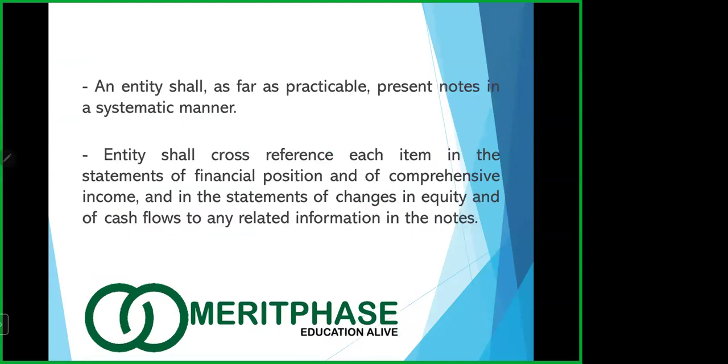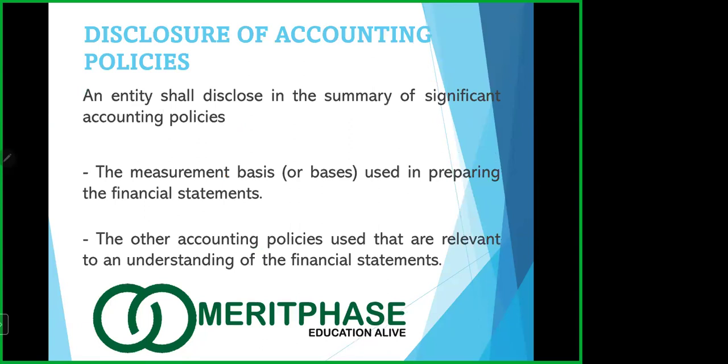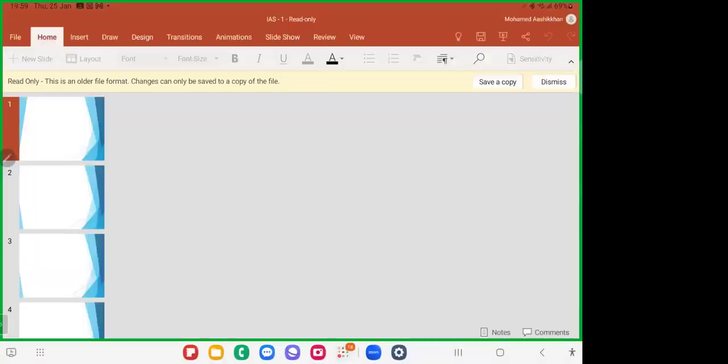An entity shall, as far as practicable, present notes in a systematic manner. You have to present in that way. An entity shall cross-reference each item in the statement of financial position and, of course, the other statements to any related information in the notes. Disclosure of accounting policies. So what is this? When you talk about accounting policies, you have to tell your users or shareholders what accounting policy you are using. Example, depreciation. If you choose the straight line method, you have to tell this to your shareholders. When we calculate depreciation, we are following the straight line method. An entity shall disclose in the summary of significant accounting policies the measurement basis used in preparing the financial statements and the other accounting policies that are relevant to an understanding of the financial statements. With this, we are done with IAS 1.